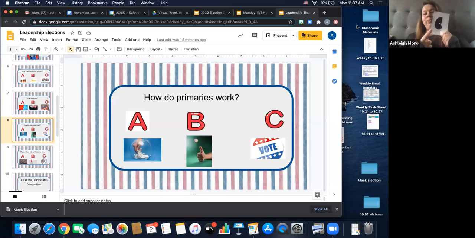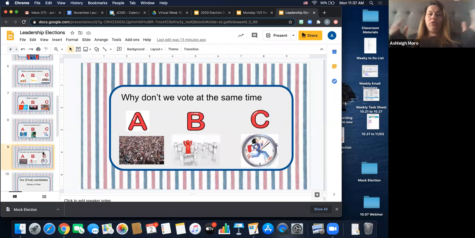C, that's right. It is voting. So we're making our choice. Why don't we vote all at the same time? A, because there's too many people. B, because we don't want a popularity contest, or we don't want to just pick the person whose name we know best. Or C, there's not enough time for everybody to vote.